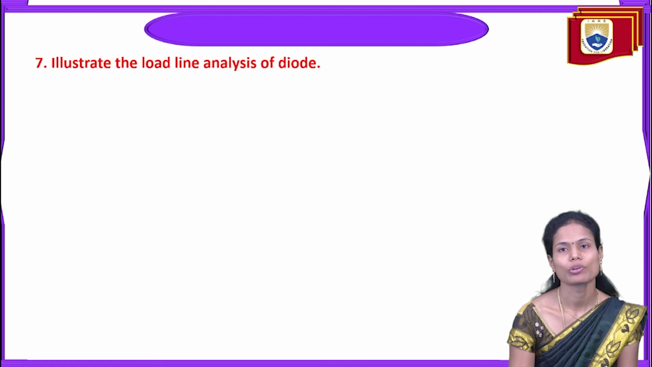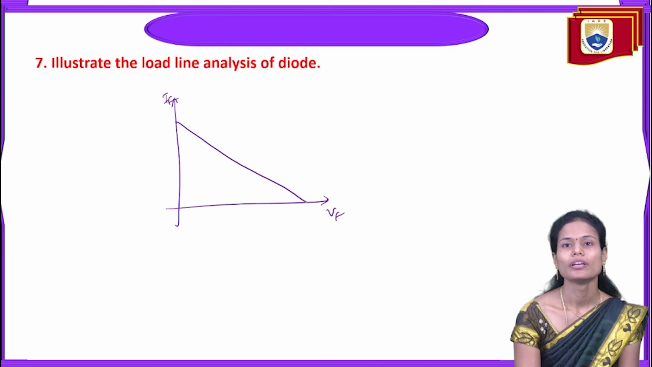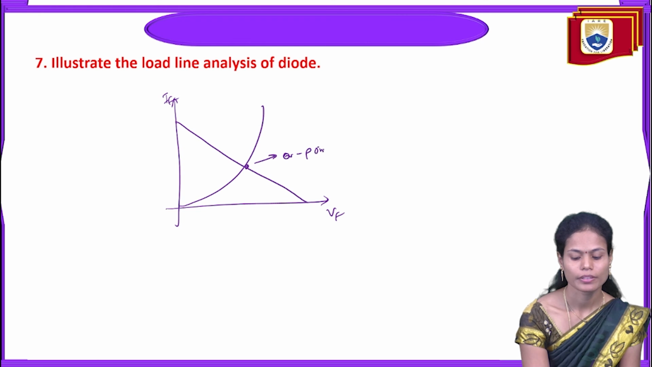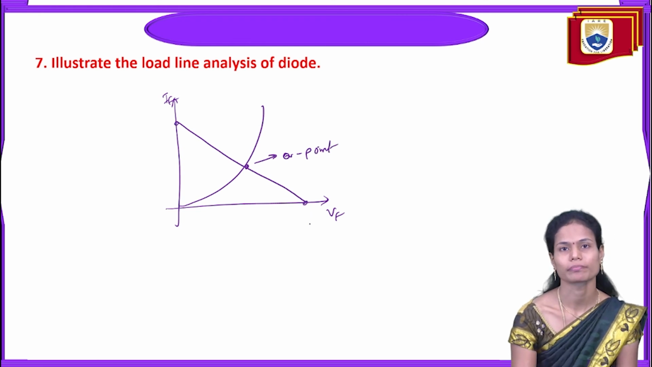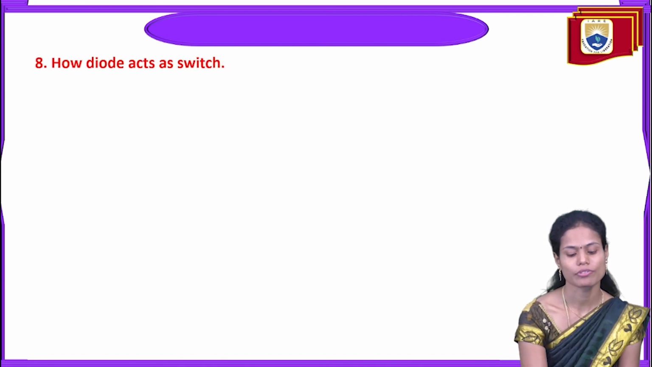And next, illustrate the load line analysis of the diode. In the case of the diode, if you draw VF as well as IF and find the values at one particular point, that is the Q point. How to calculate these two values? You have to derive it. And next, how the diode acts as a switch.